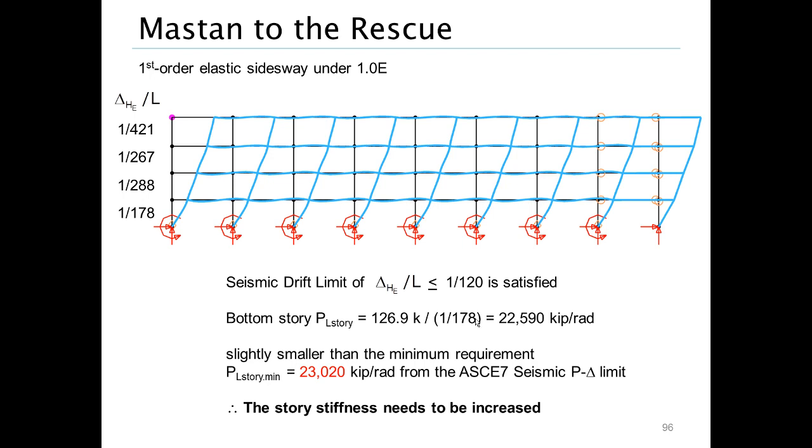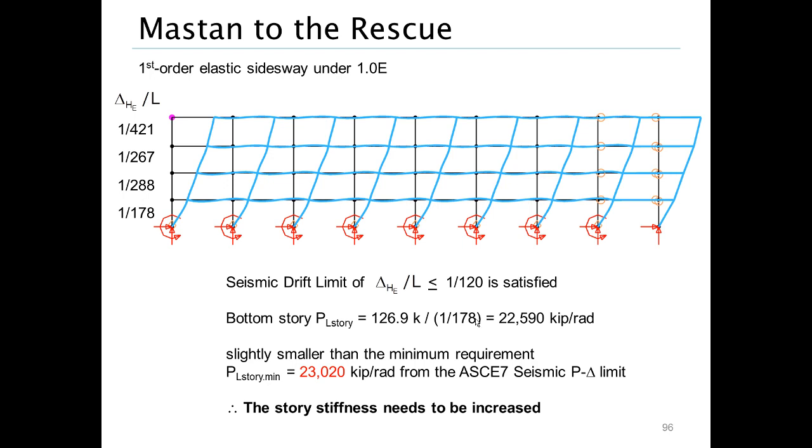The bottom story PL story here is 126.9 divided by 1 over 178 from these calculations. That gives us 22,590, which is slightly smaller than PL story min. Now, PL story min is the one typo that I caught that I'm showing you here: the actual PL story min that we estimated is 23,020. So we need to increase our story stiffness.